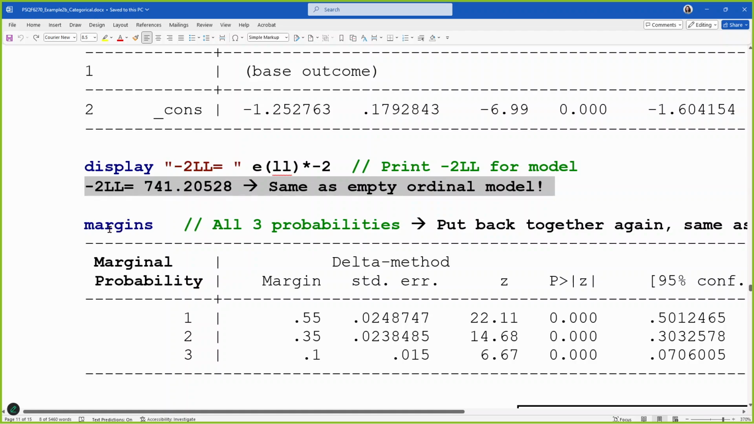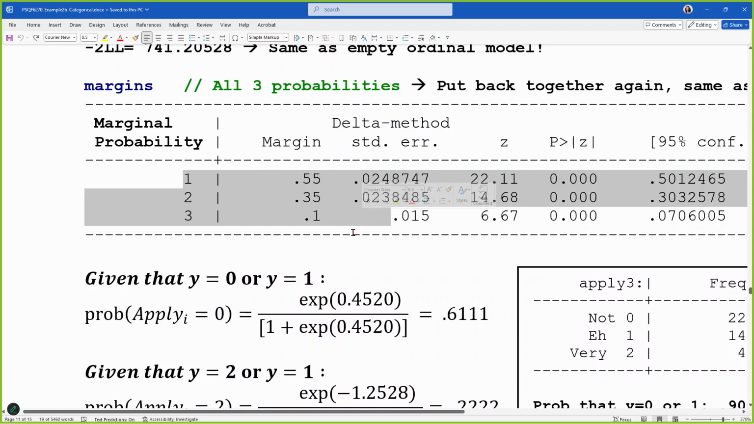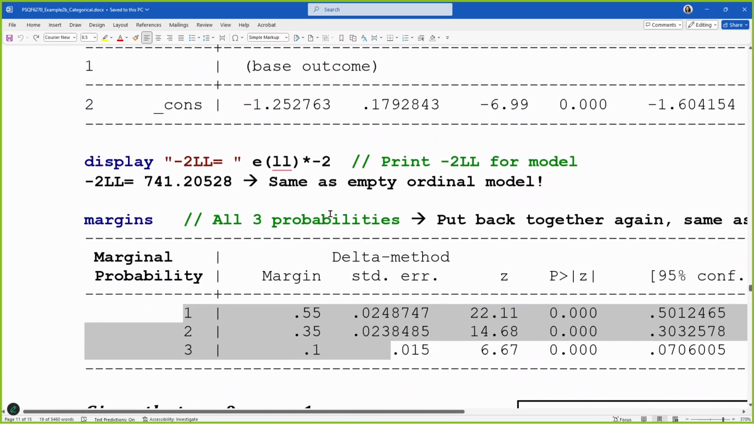So Stata then puts them back together for you with margins. And it gives me the probability. And those are the ones in the data. Well, that's nice, except this doesn't match my model. So this took me a minute. And when I finally figured it out, it was one of those like, oh, I get it now. But it took a minute. So here's how this works.